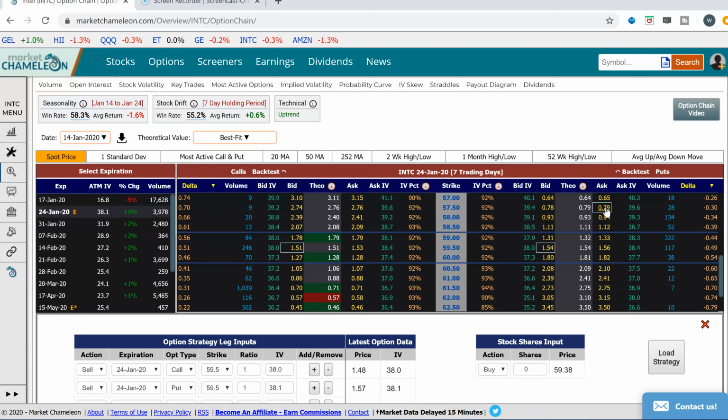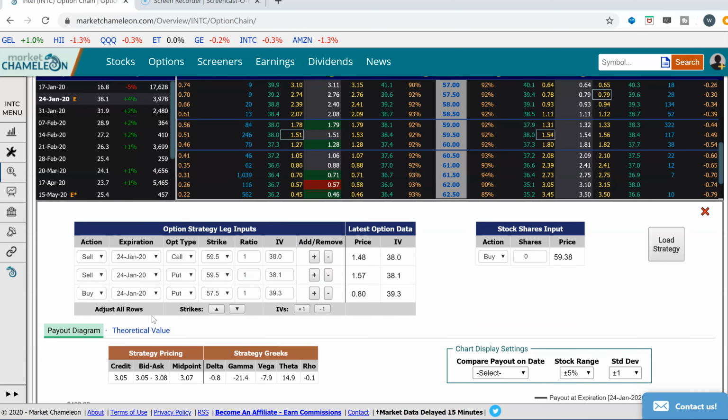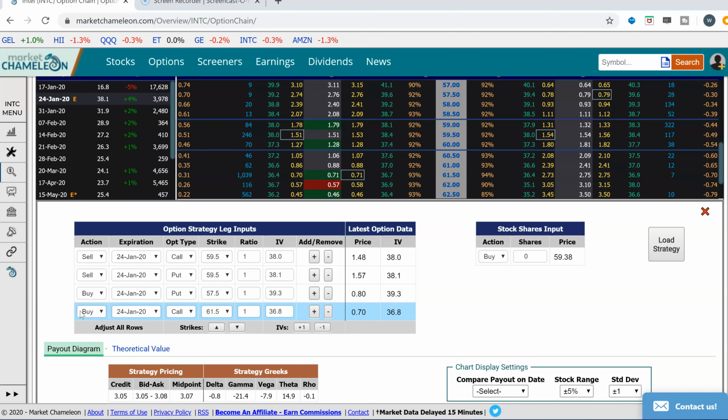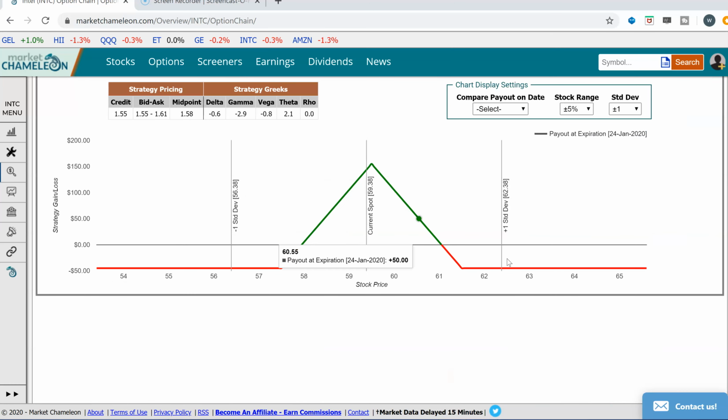So I'm buying this put. So I see here the 57.5 put. I'm going to click on the ask price. So it brought up buying the 57.5 put for 80 cents. And I'm going to do the same thing to the upside. So I'm going to start at 59.5. Let's move up to 61.5. And then I'm going to buy this call for 71 cents. So that's what happened. Buy Jan 24 call 61.5 for 70 cents. Let's rerun that strategy. So now it looks like a butterfly over here.